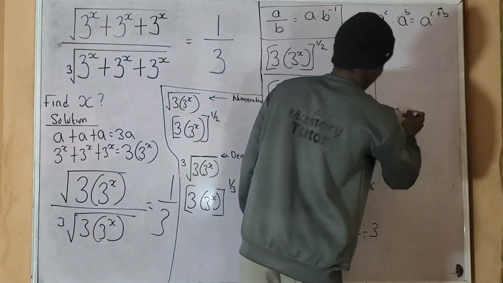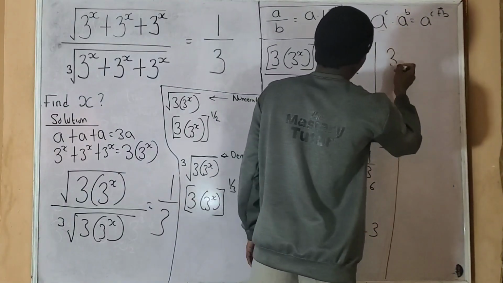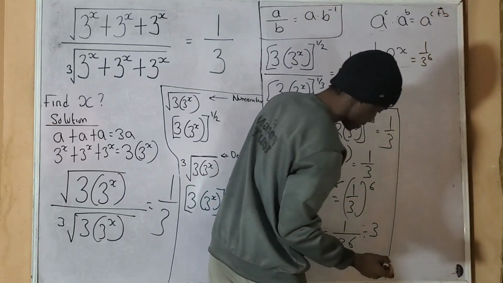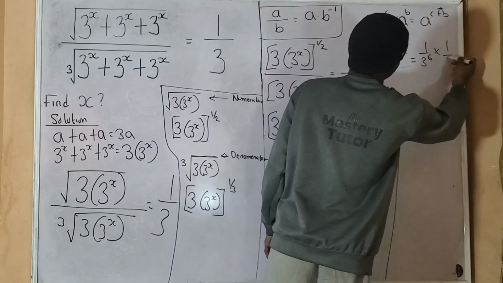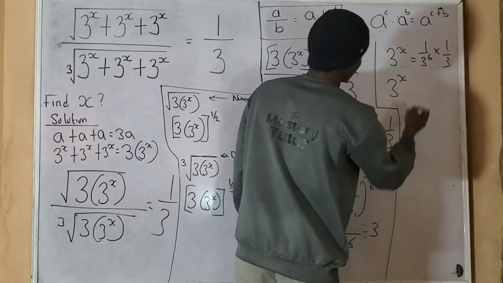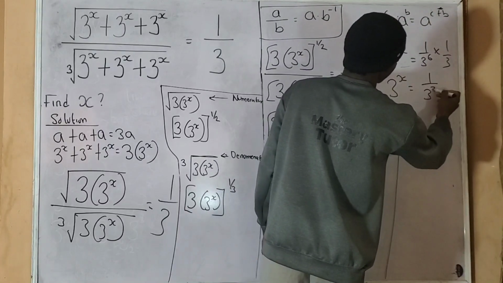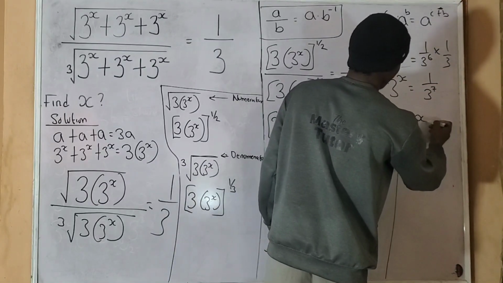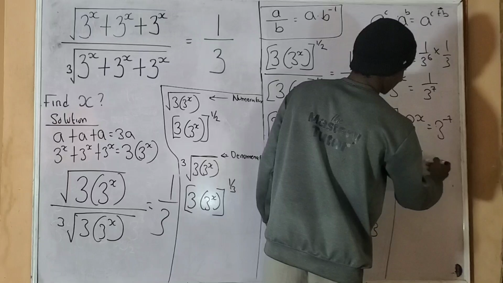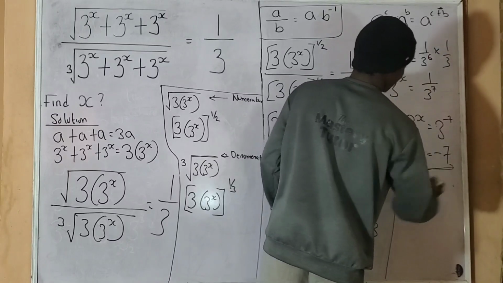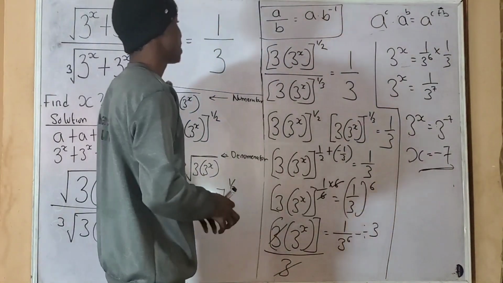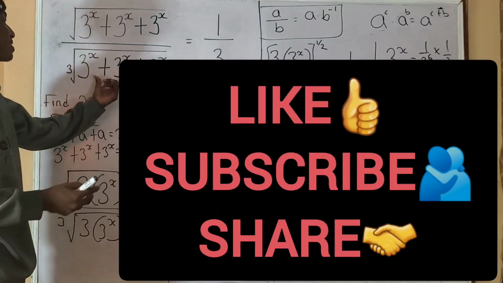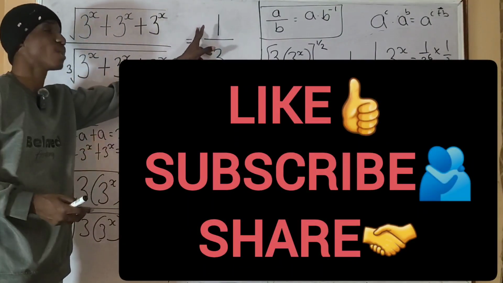So the equation becomes 3 raised to the power of x is equal to 1 over 3 raised to the power of 6 multiplied by 1 over 3. So 3 raised to the power of x is equal to 1 over 3 raised to the power of 7, right? This is power, okay? So I'm going to have 3 raised to the power of x equals 3 raised to the power of negative 7. x is equal to negative 7. So that is the solution to the question. Now, if you replace the value of x as negative 7 on the left-hand side of the equation, you're going to obtain 1 over 3, okay?